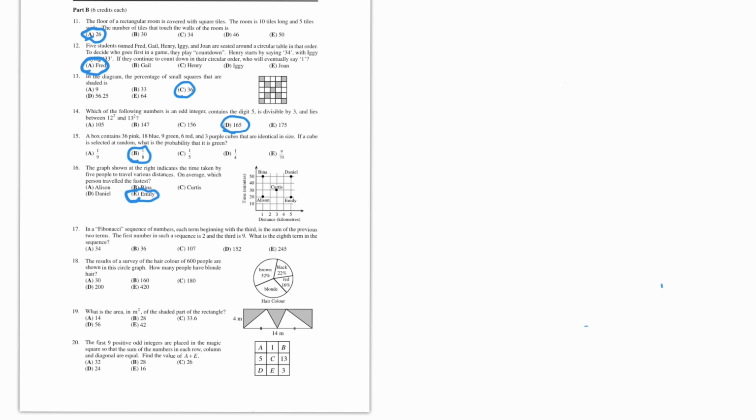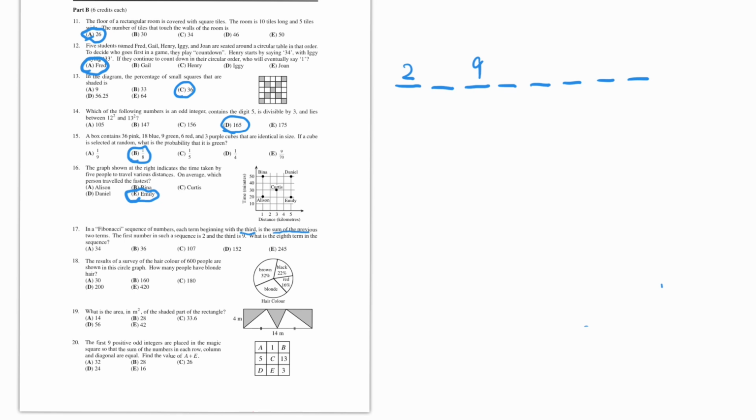Number 17. In the Fibonacci sequence of numbers, each term beginning with the third is the sum of the previous two terms. The first number in such a sequence is 2, and the third is 9. What is the 8th term in the sequence? So the first term is 2, and the third term is 9, then 4, 5, 6, 7, 8.